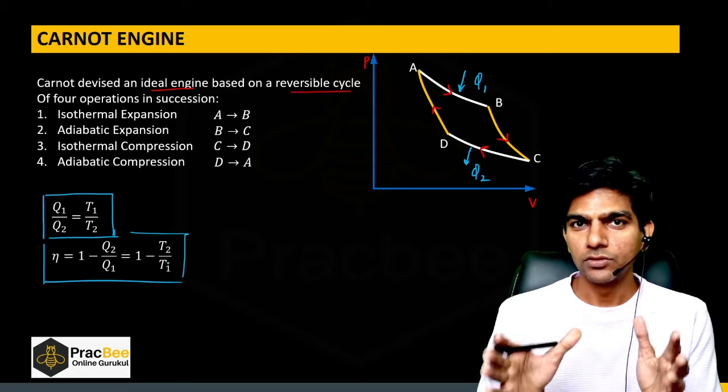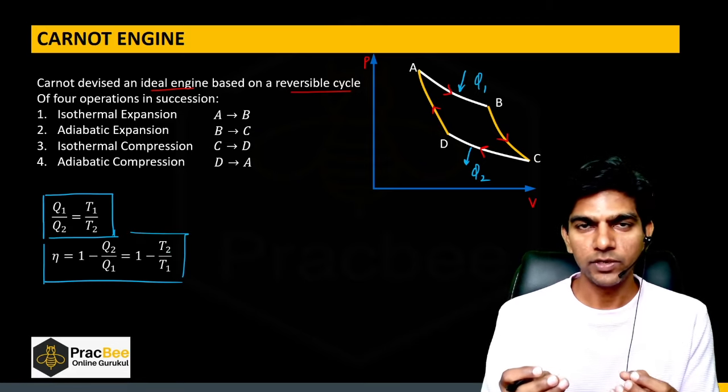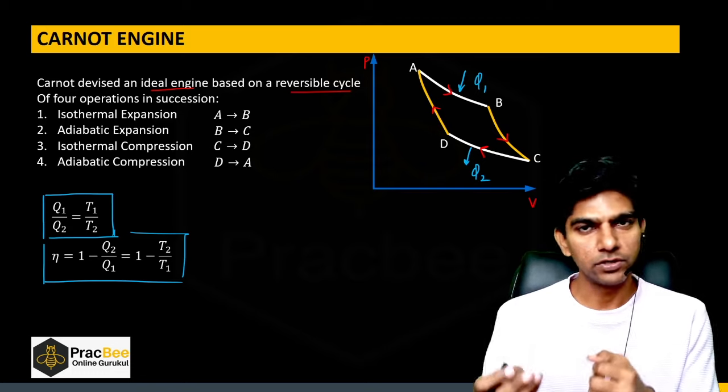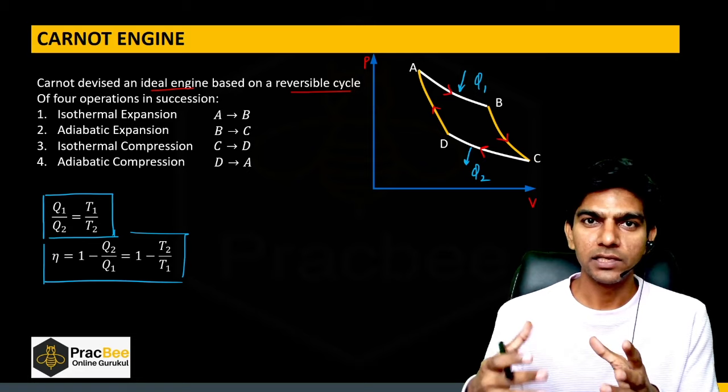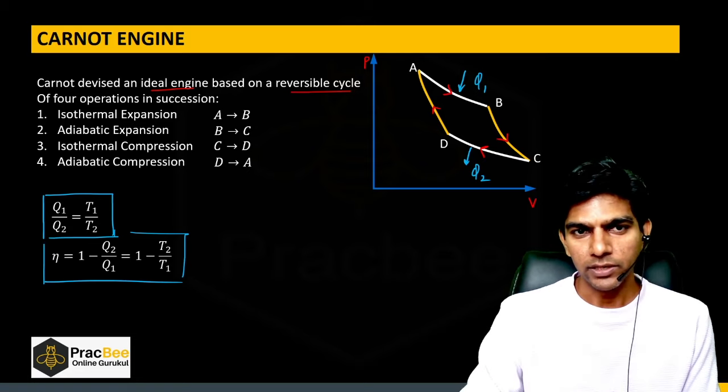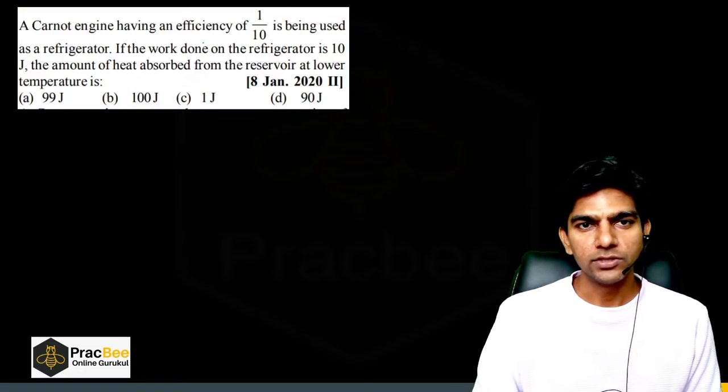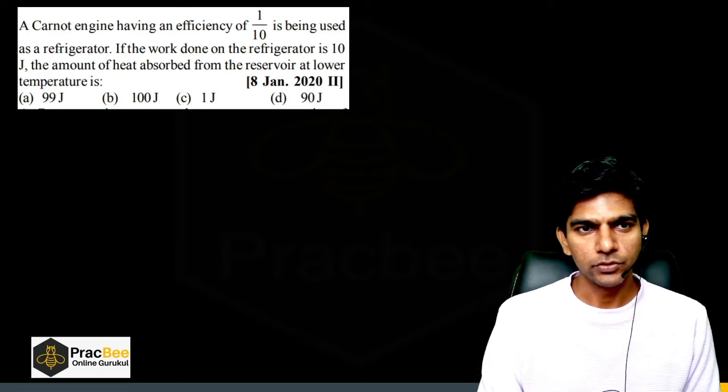Though the Carnot engine is not in the syllabus, usually if we have a question on heat engines and the refrigeration cycle, it uses the concept of Carnot. Only in that case will they be able to form some good questions. Now let us see a typical question. A Carnot engine having an efficiency of 1 by 10 is being used as a refrigerator.